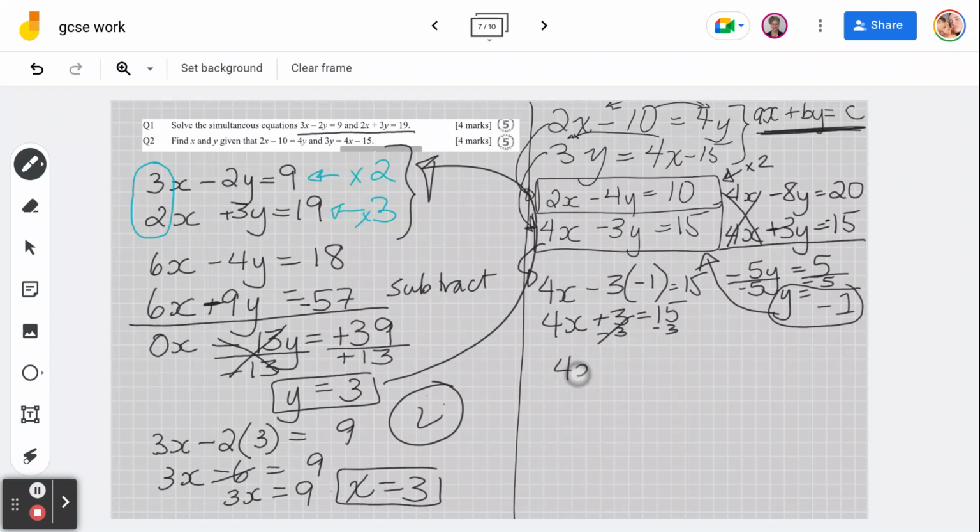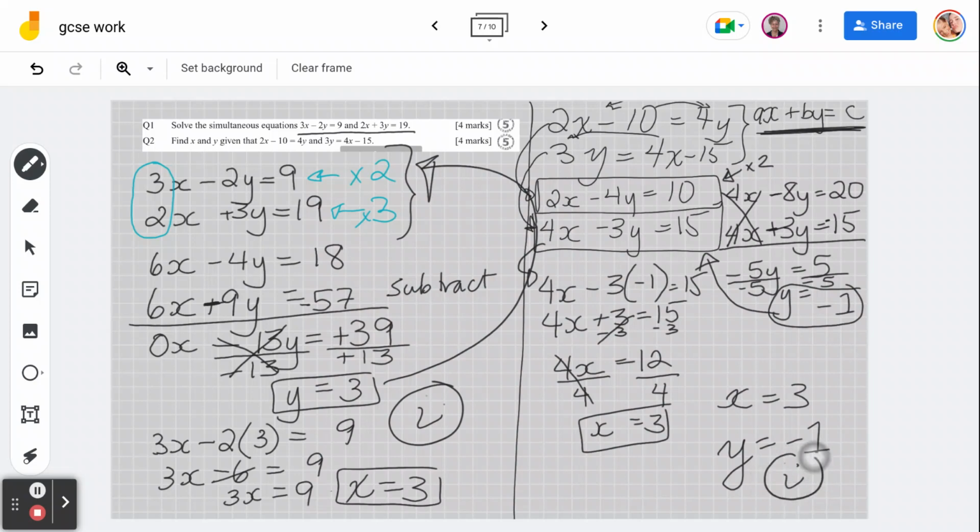So now I have 4x equals 12. I'm going to divide this by 4. So I divide this by 4. That leaves me with x. 12 divided by 4 is 3. So now I know my x equals 3 and my y equals negative 1. Happy face.